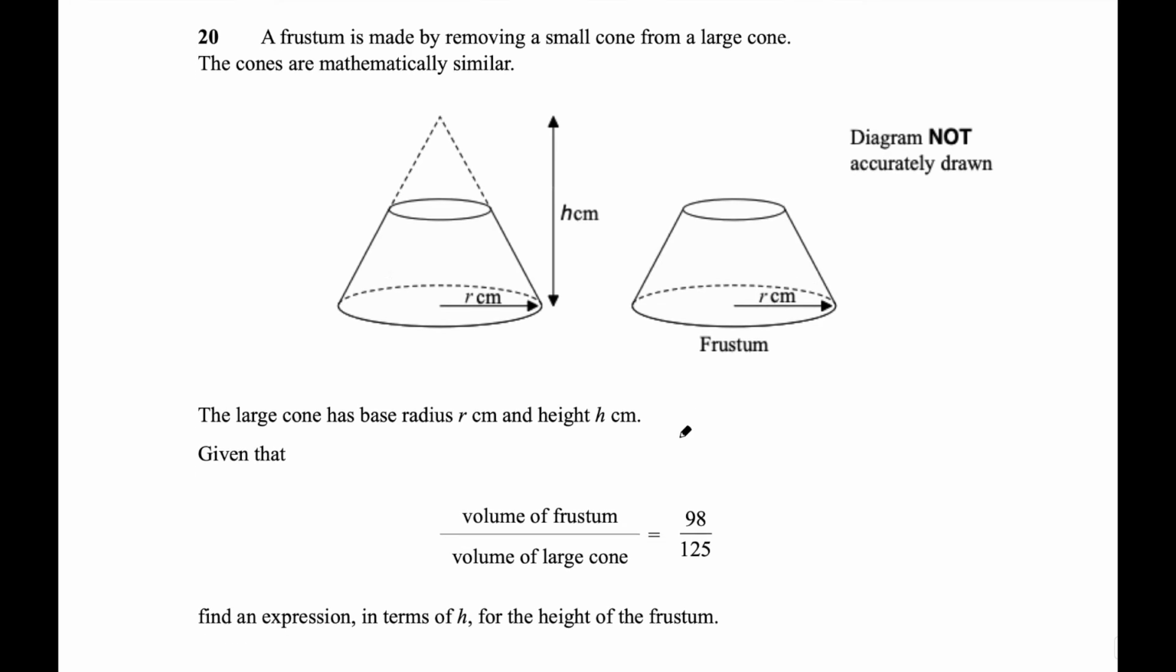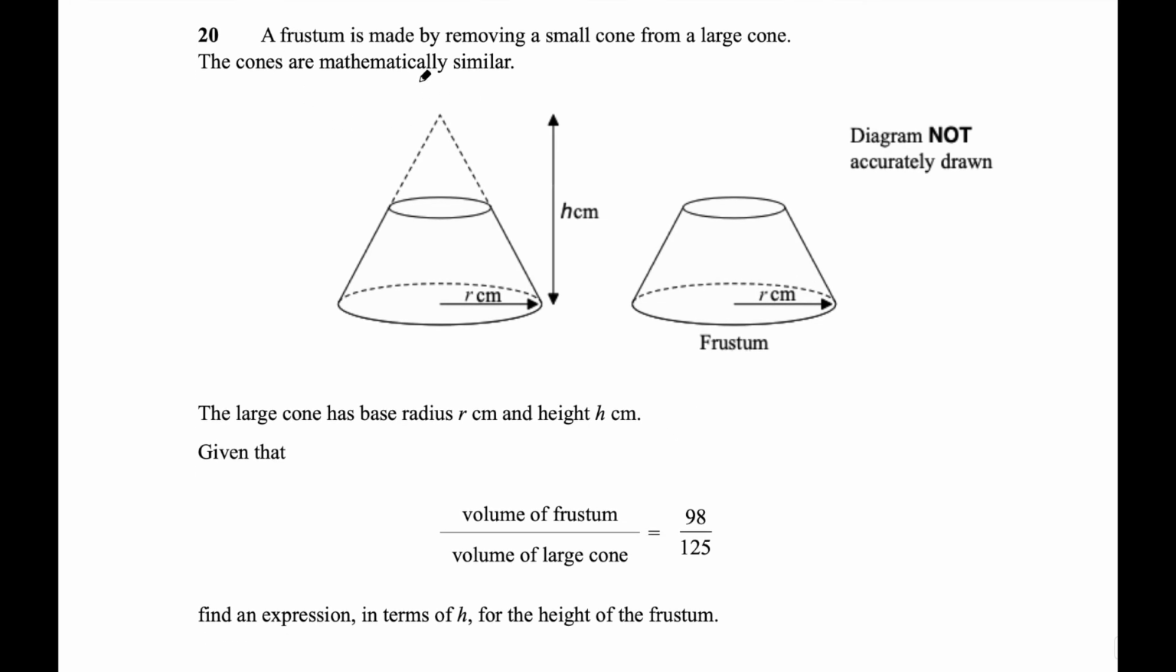On to question 20. Question 20 says a frustum is made by removing a small cone from a large cone. The cones are mathematically similar. The large cone has base radius r centimeters and height h centimeters. Given that the ratio of the volume of the frustum to the volume of the large cone is 98 to 125, find an expression in terms of h for the height of the frustum.